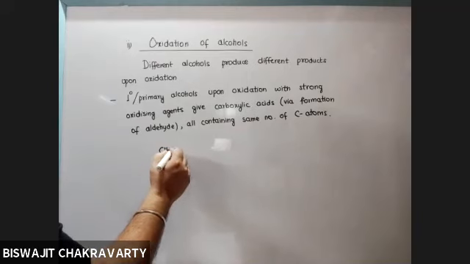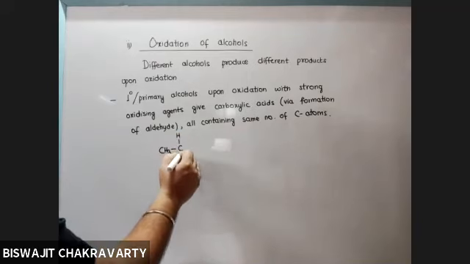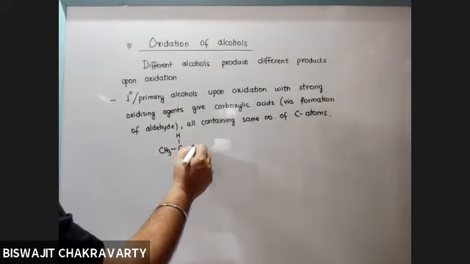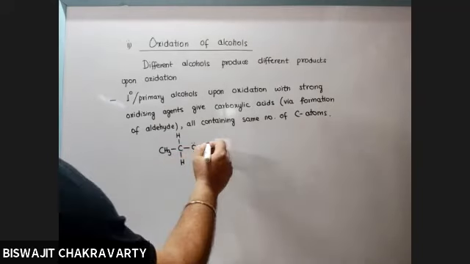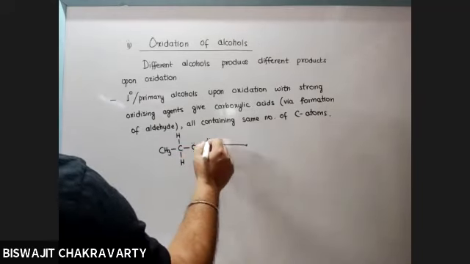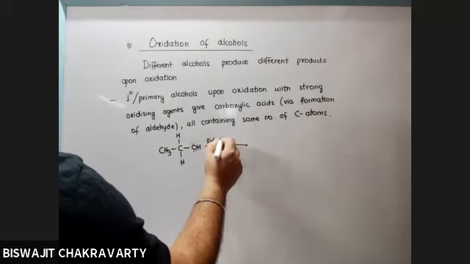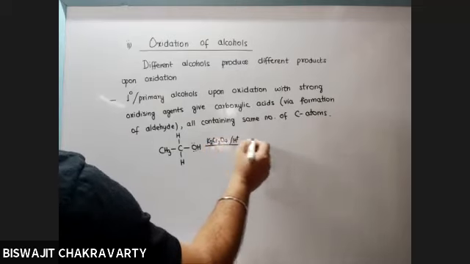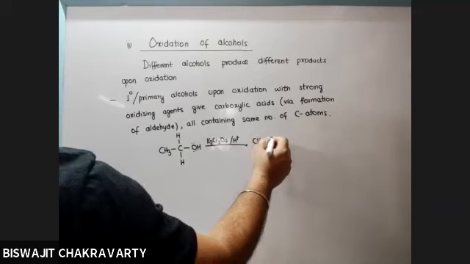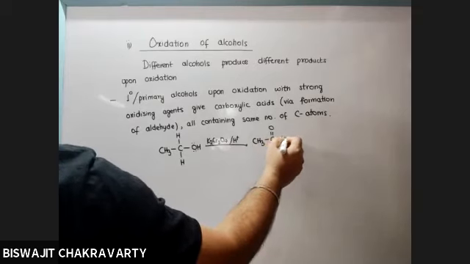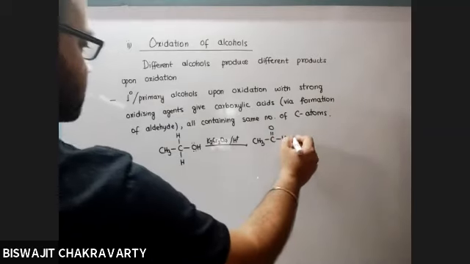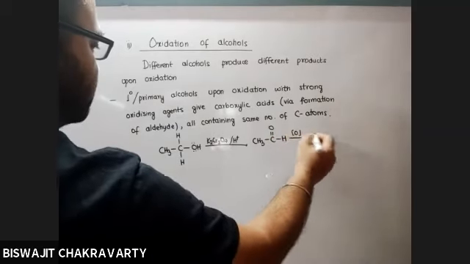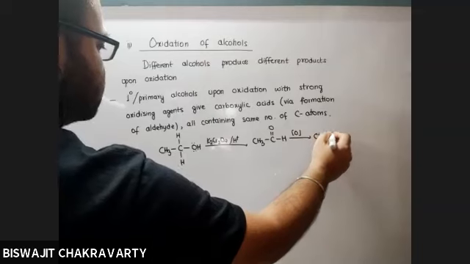Suppose I take ethanol, which is a 1 degree alcohol. So if you treat this with K2Cr2O7/H+, at first it will give you ethanal, which is an aldehyde, but immediately it gets further oxidized to give you ethanoic acid.